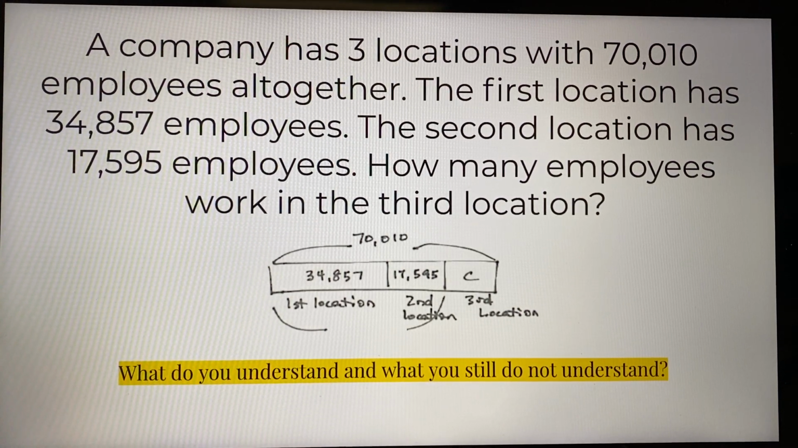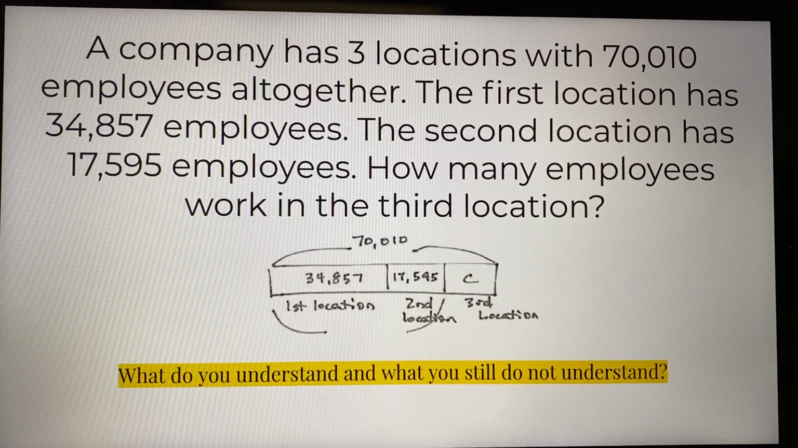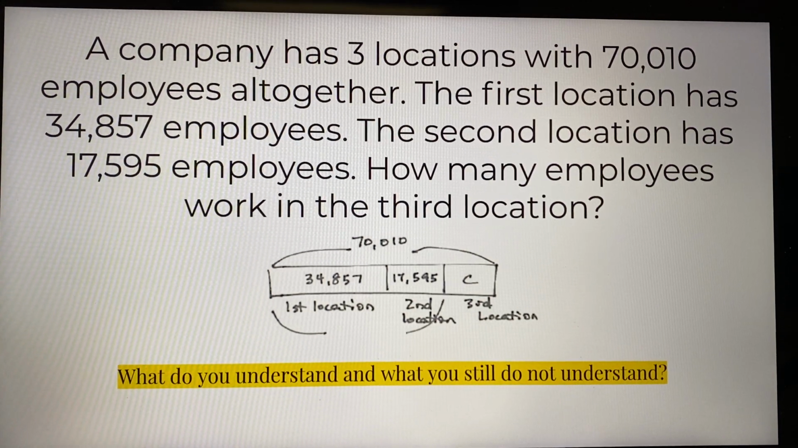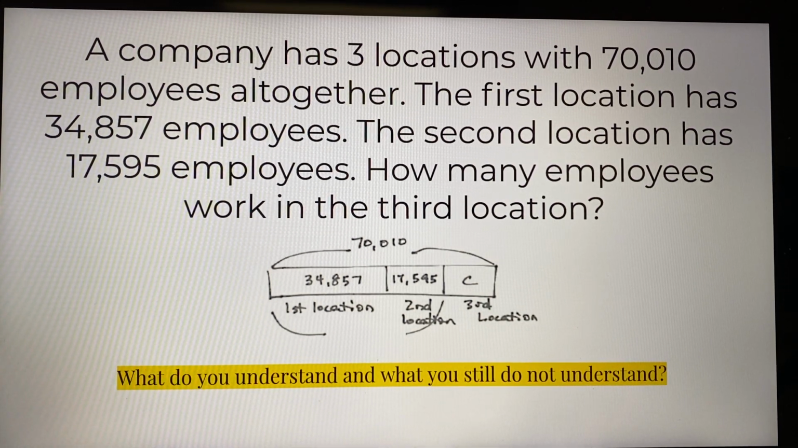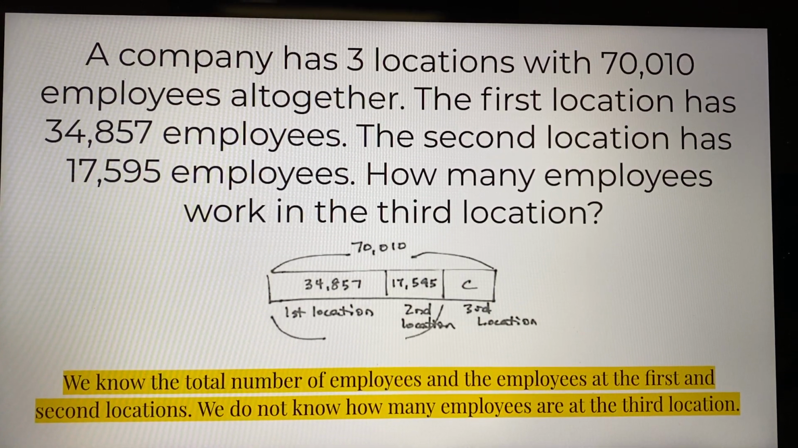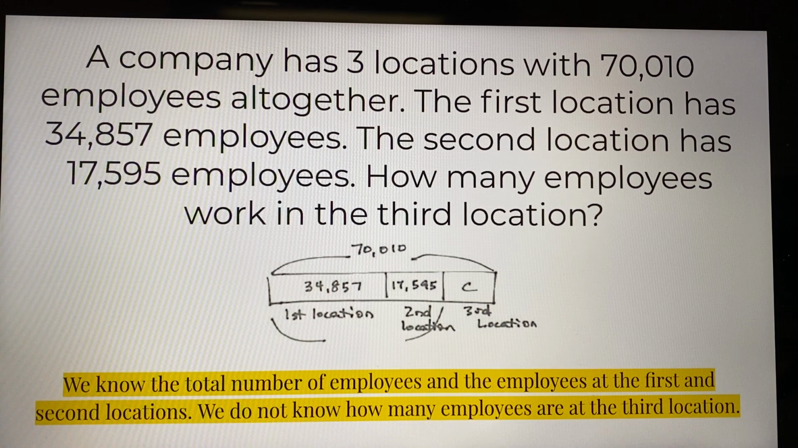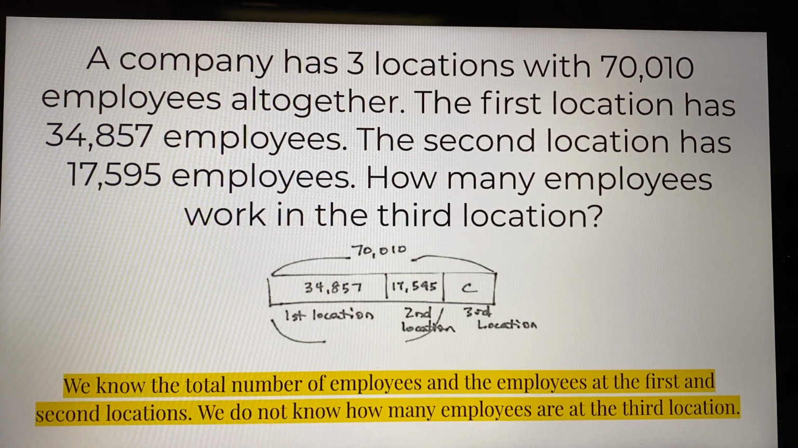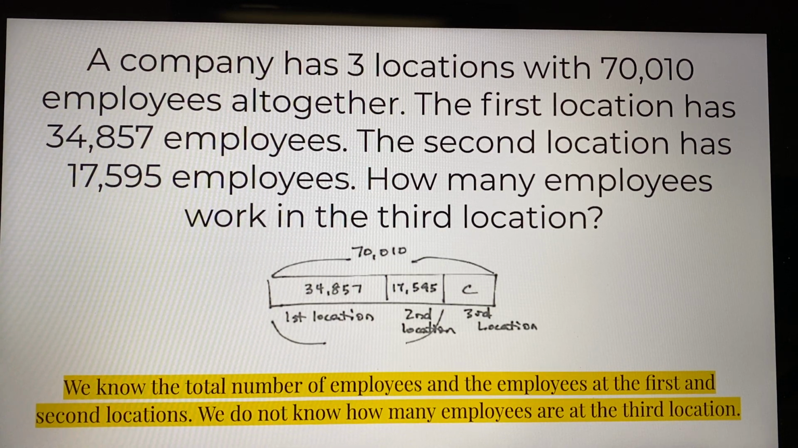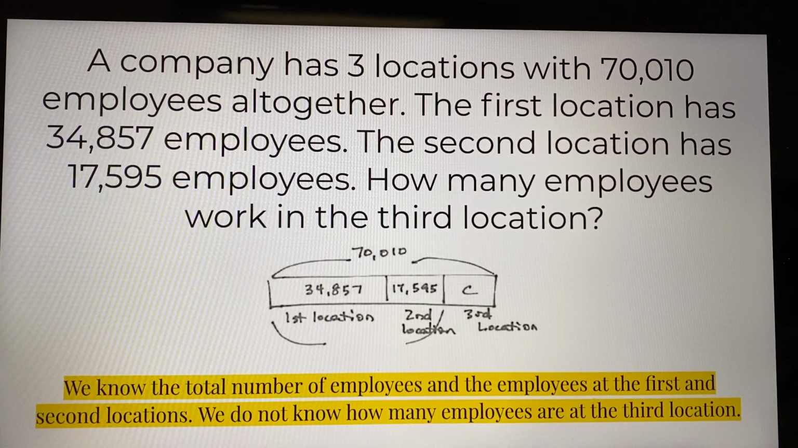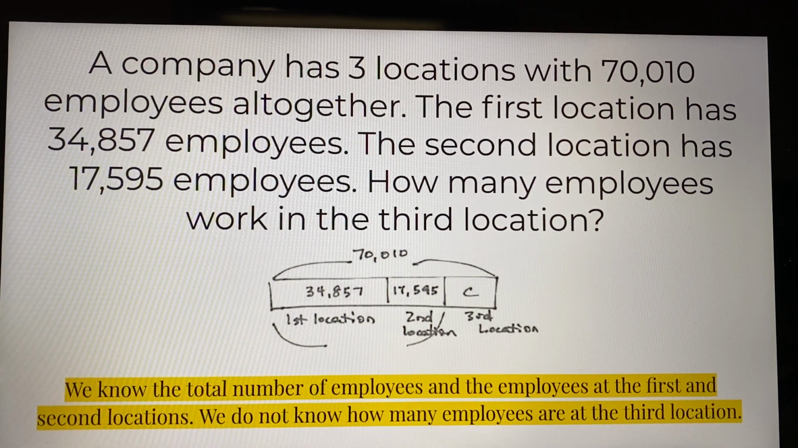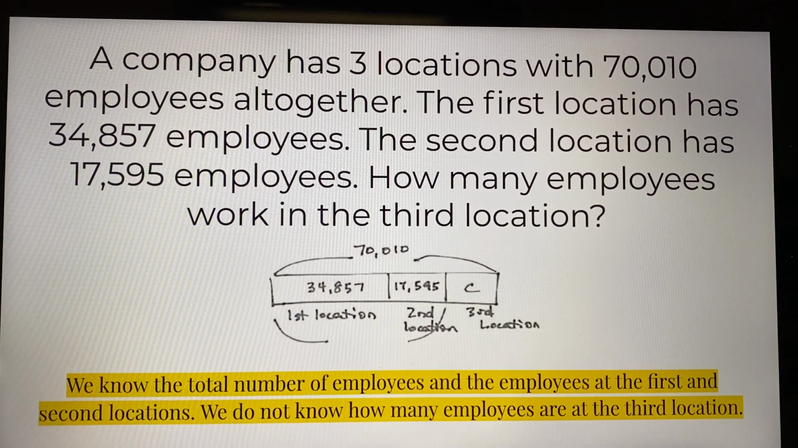There's a tape diagram right there. What do you understand, or what do we know, and what do we not know about this problem? So we know the total number of employees, which is 70,010. We know the number of employees at the first location, which is 34,857. We know the number of employees at the second location, 17,595. We do not know how many employees are at the third location, and so that's what we have to figure out today.